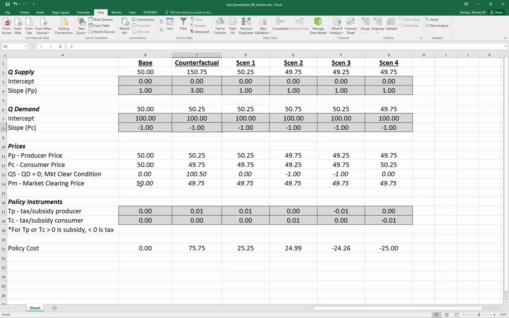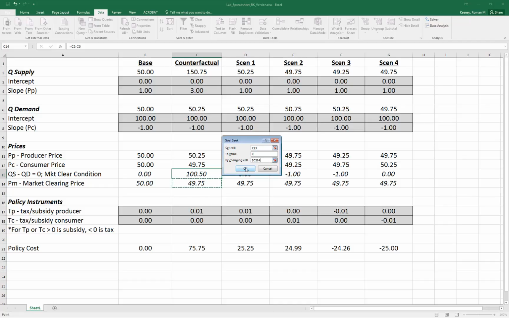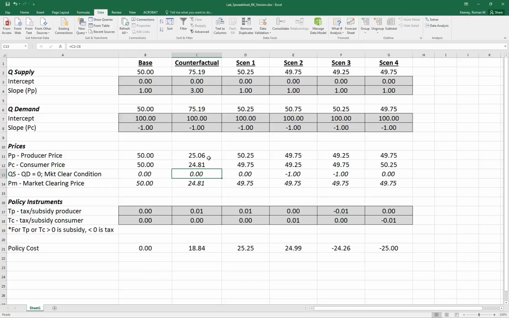Okay, and so what we can do here is just go back to our goal seek. It's under what if analysis. Click on goal seek. We're going to set C13 equal to 0 by changing the market clearing price cell, and click on OK.